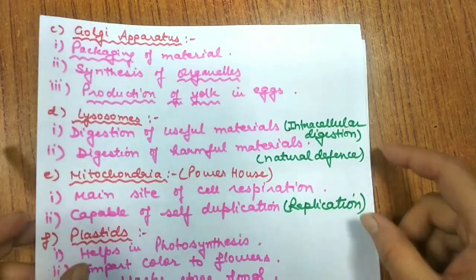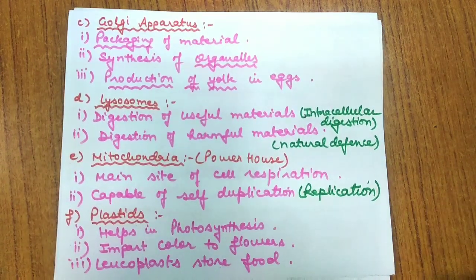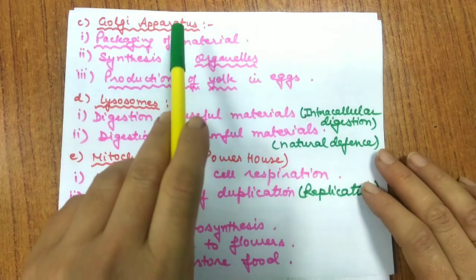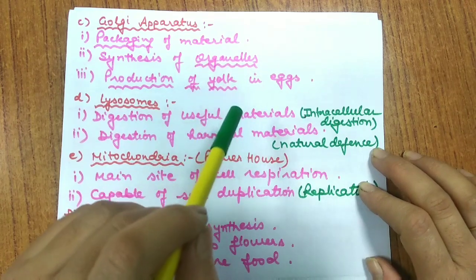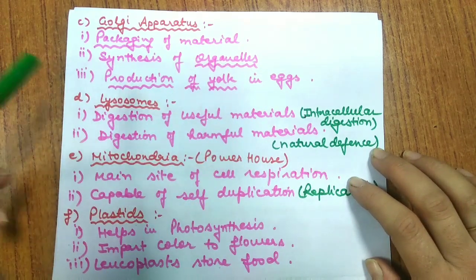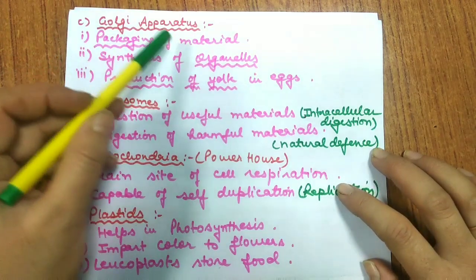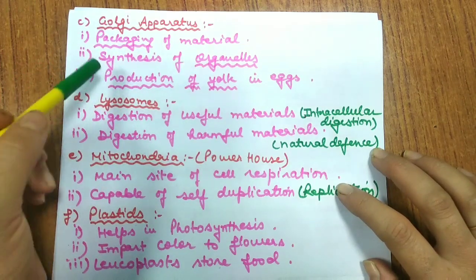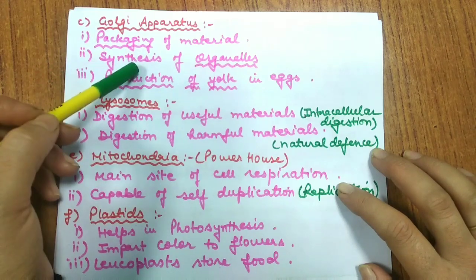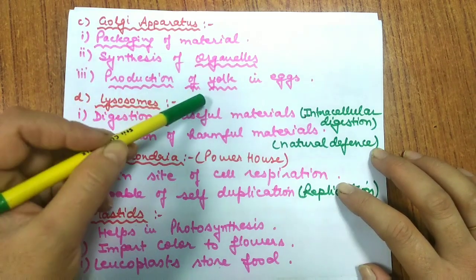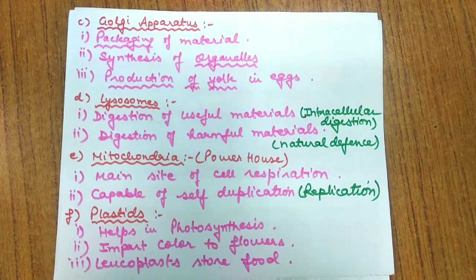Let us move further and we'll talk about Golgi apparatus. The next cell organelle we have is Golgi apparatus. So what is Golgi apparatus? It is sometimes also known as Golgi complex, as it was first discovered by Camillo Golgi. It is present in almost all eukaryotic cells with an exception of red blood cells and sperms of mammals, in which they are not present. The function of Golgi apparatus is packaging of material, synthesis of various cell organelles, and production of yolk in eggs is also one of the important functions for Golgi apparatus.